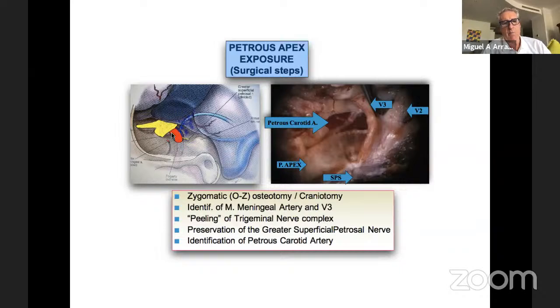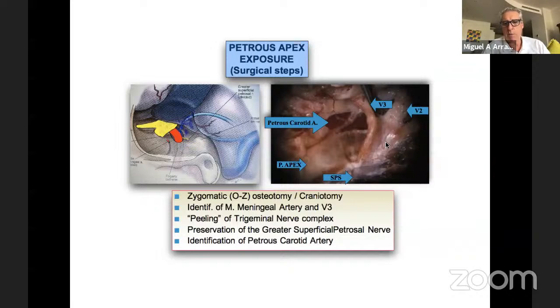Immediately medial, we will have the third division of the trigeminal nerve. The third division of the trigeminal nerve is not allowing us to see. We can see this view. This is a picture from one of the publications of Professor Dolenc. And once we are reflecting and exposing the petrous apex, we do not see the trigeminal ganglion. We just see the middle meningeal artery, and until this point, the third division of the trigeminal nerve. So we have to use a strategy that is called peeling.